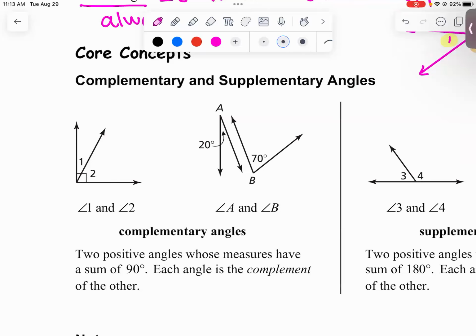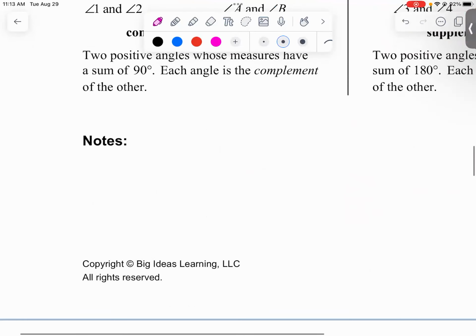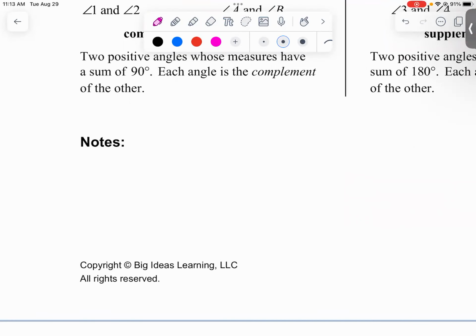So remember, this box right here means right angle. So in this picture, I know that 1 and 2 are complementary because this is saying they add up to 90 degrees. Here we know these two are complementary because 70 plus 20 is 90. So I want you to draw this picture right here where it says notes.